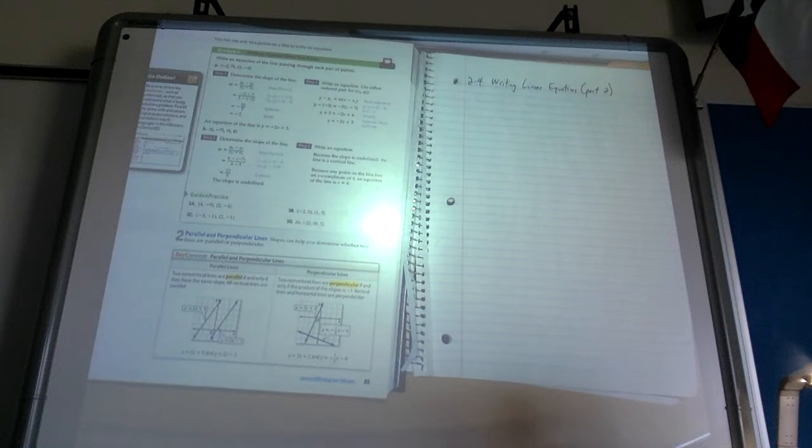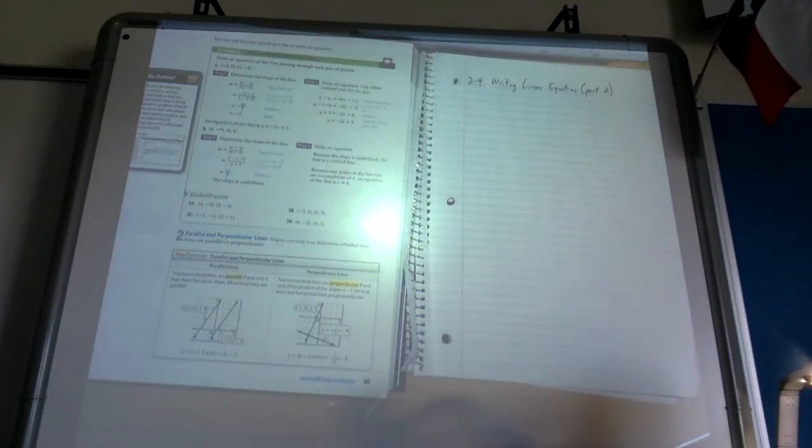And we talked about what happens if you've got a horizontal or a vertical line. And so what I want to talk to you about today is what happens with parallel and perpendicular lines. So we're right here at the bottom of page 85. And so they've drawn, right here on the left side in this key concept box, parallel lines, and then they've drawn perpendicular lines. These lines intersect at a 90-degree angle.